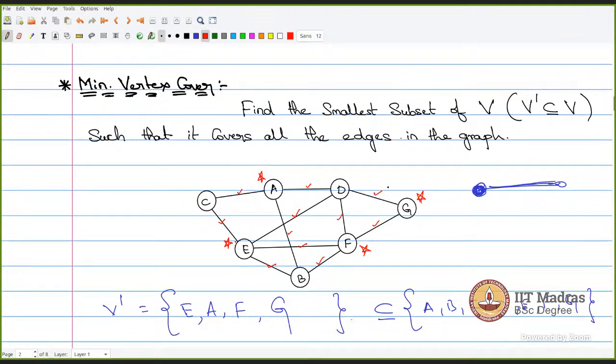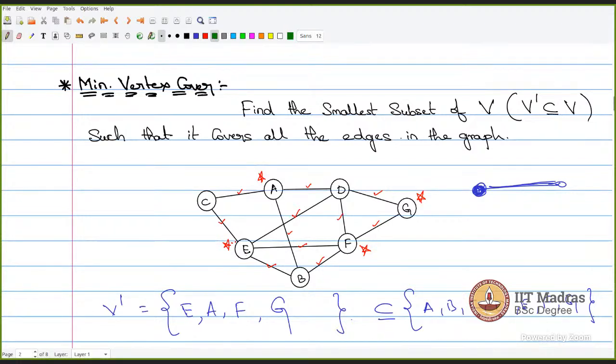Okay. So I will tell you why you have to always start with the vertex with the most number of edges connected to it. Let me give you another set you might end up with for the same graph. Is this an independent set? No, this is not an independent set. This is a minimum vertex cover.